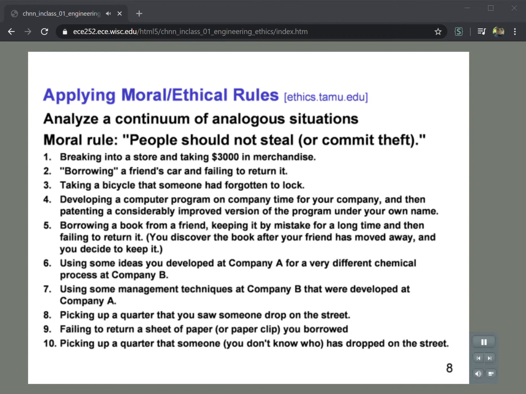So just picking a few from this list, which I encourage you to read in more detail, obviously at the top of the list, if I break into a store and I steal $3,000 in merchandise, I don't think there are too many people that would disagree with the fact that this is a violation of a moral principle that says we should not steal or commit theft. The second one here, borrowing somebody's car and failing to return it, that's also pretty obviously in violation of that ethical principle.